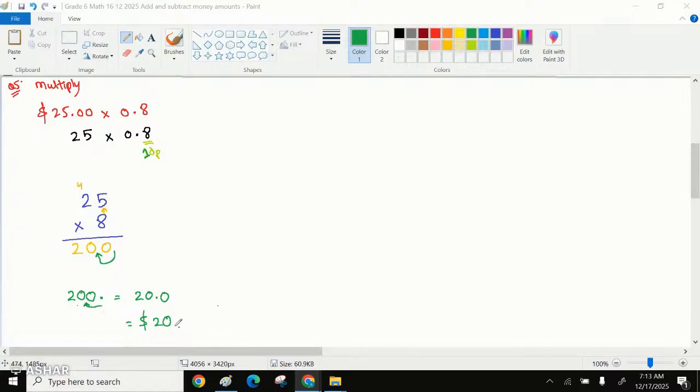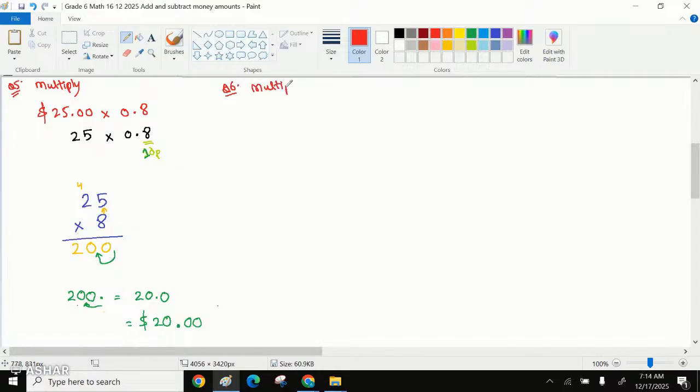And since it's currency, we would put the cents. The first part is for the dollars and the second part is for the cents. Or we write $20 as our answer, okay? Okay, let's try one more question.